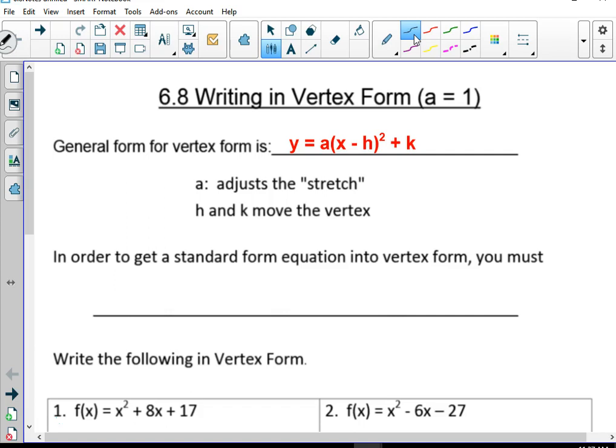We started talking about vertex form in the previous lesson. We're continuing with it. So the general form is y equals a times (x minus h) squared plus k. Remember, the vertex is at (h, k). So we take the opposite of whatever this is. So if this is negative 2, then we put 2 there. And then k is just k.